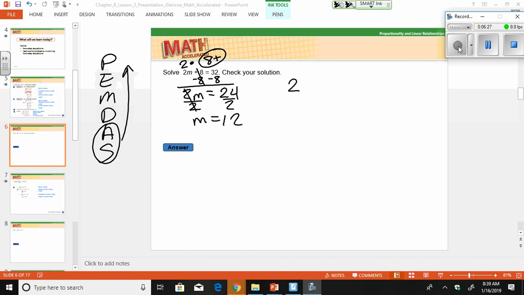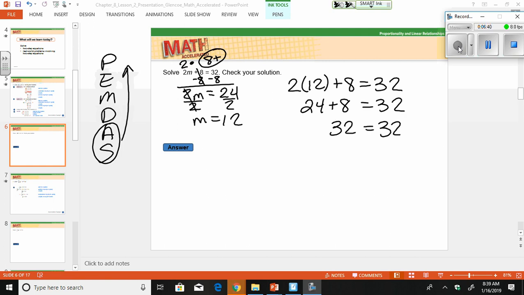We'll go back and check it. So that's 2 times 12 plus 8 equals 32. 2 times 12 is 24. 24 plus 8 is 32. So 32 equals 32.